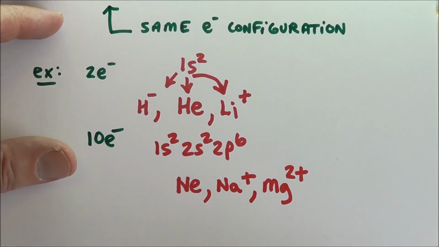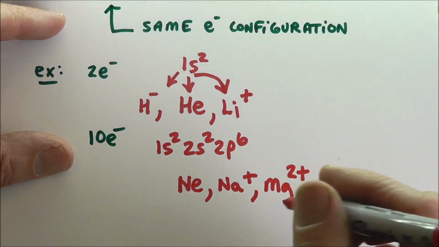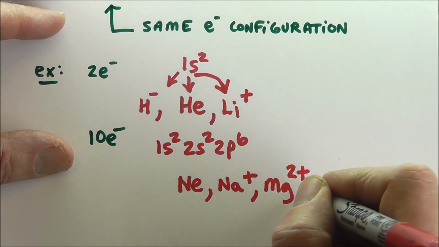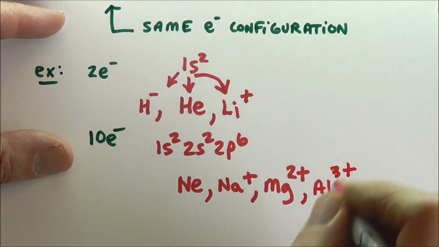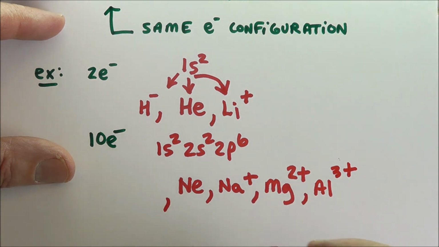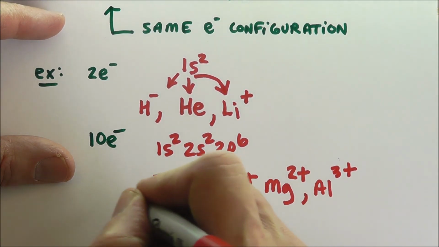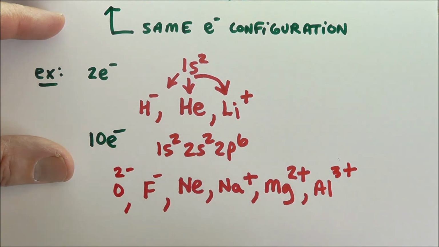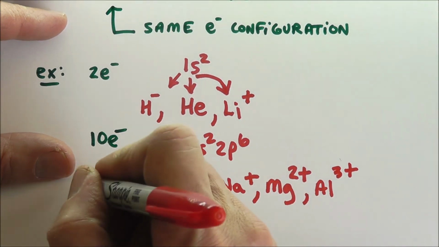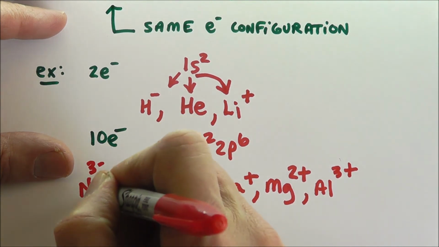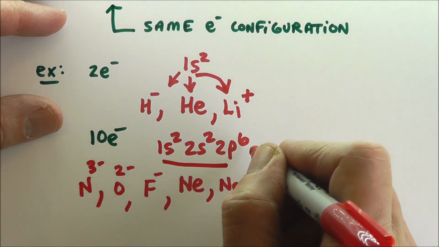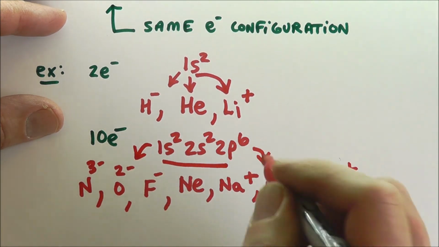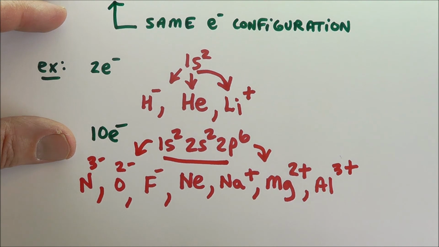It's all based on the electron configuration. For some strange, mysterious reason, nature wants a filled shell. Aluminum 3+, throw that in there. All right, let's go nonmetals. Fluoride ion. All right, oxide ion. All right, nitride ion. All of these have the same electron configuration, 1s2, 2s2, 2p6.